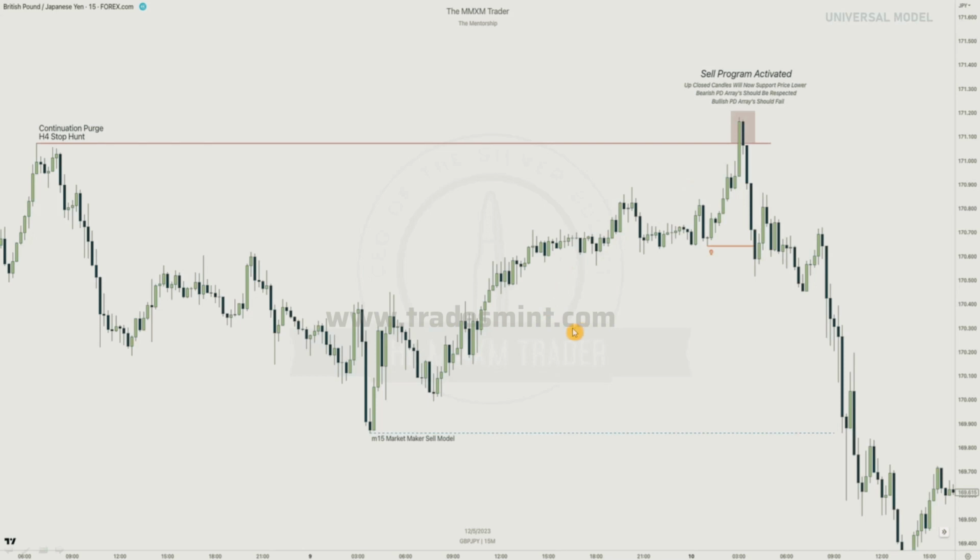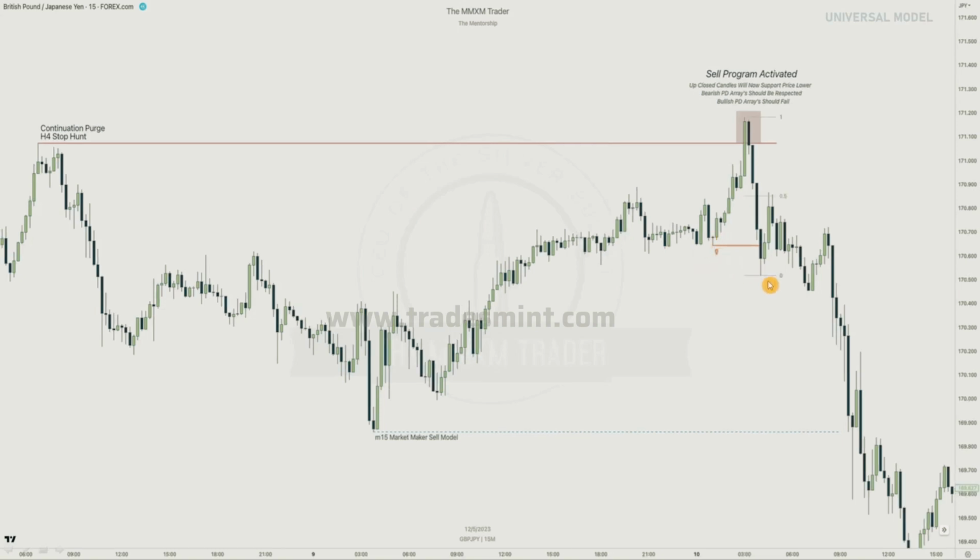So we have this market maker sell model formed over here. So all time frames are aligned. We wait for that break of structure, short-term perspective, over here. Then draw out your premium and discount levels, right? From this high down into this low. If we want to return back into premium, we will have to wait to go above this 0.5 line, this 50% line, over here.